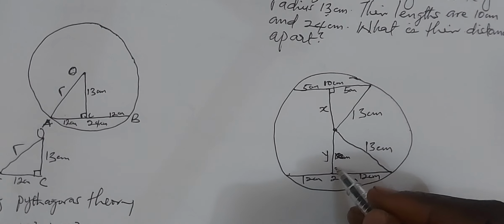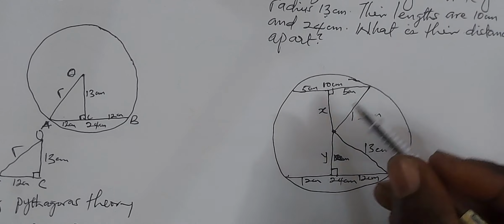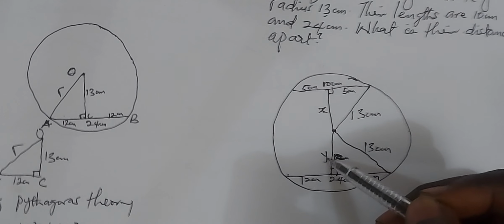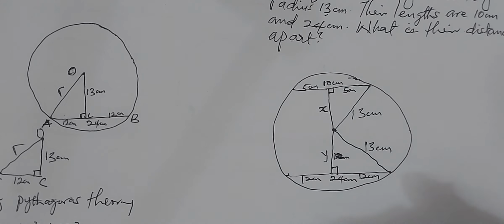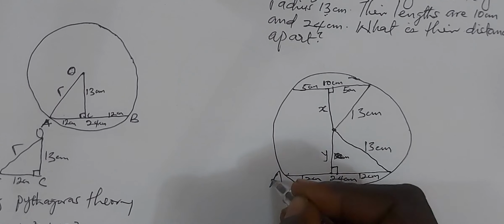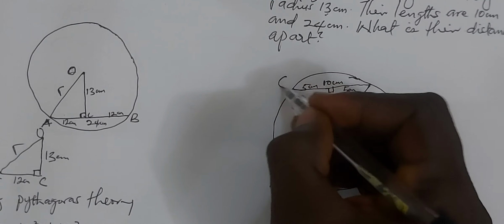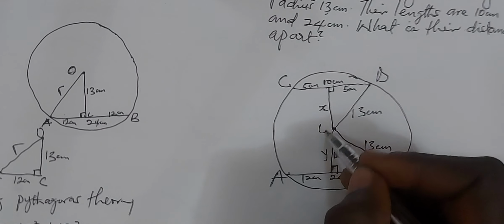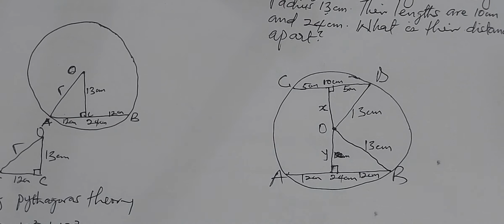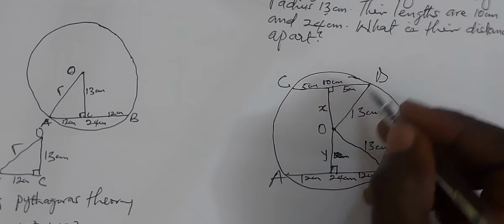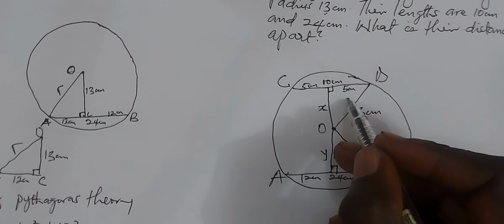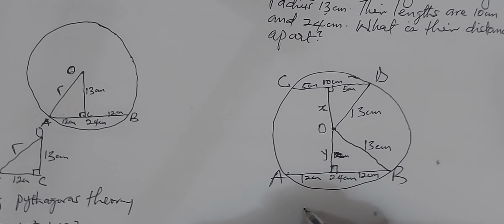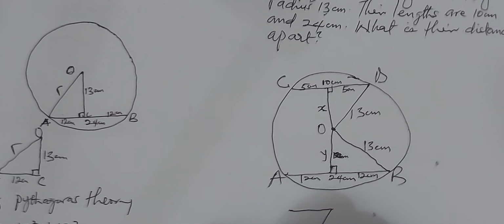So we already have what we want. We want the distance between x and y. You add them together, that is what you need. You can call the points A, B, C, D. This is the center of the circle, O. You can detach any of them and solve it first. Let's solve the upper one first, which is like this.